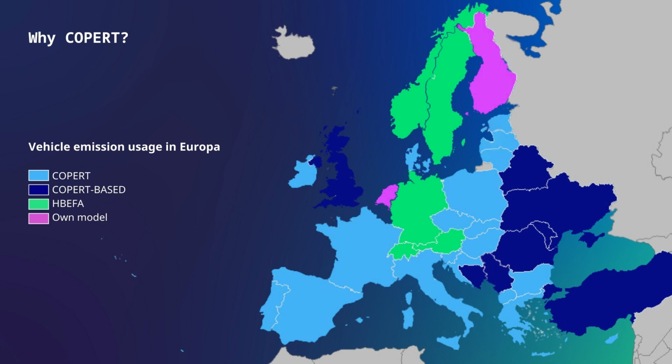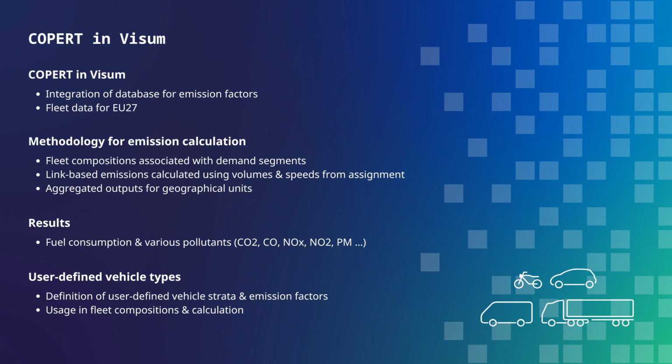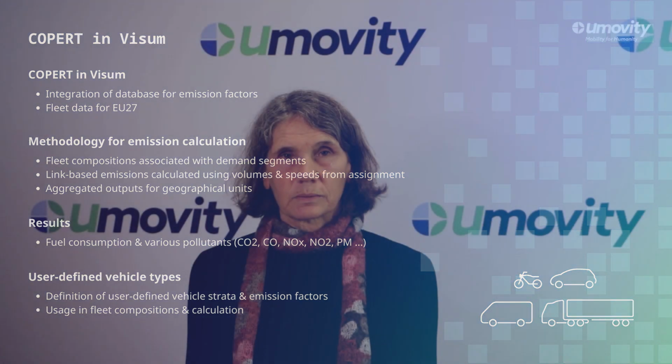So now let's have a look into Visum and the use of COPERT in Visum. You will see how the COPERT data are integrated into Visum. We will use the COPERT data to define fleet compositions that are associated with the demand segments in our model. We will calculate link-based emissions and aggregated outputs. Some examples of how the results can be displayed and extracted are given. And finally, we will set up a scenario management project with 3 scenarios.